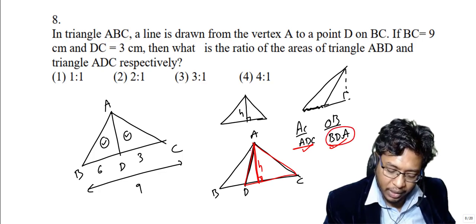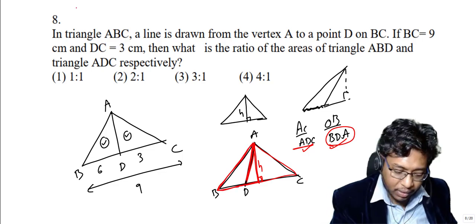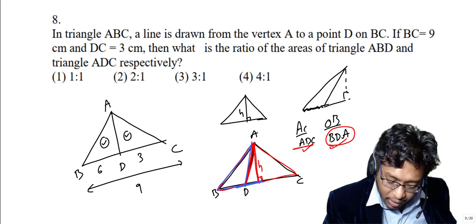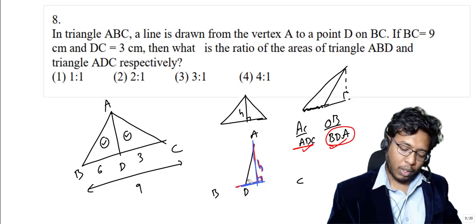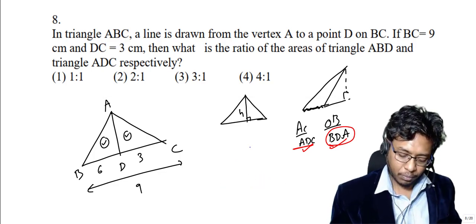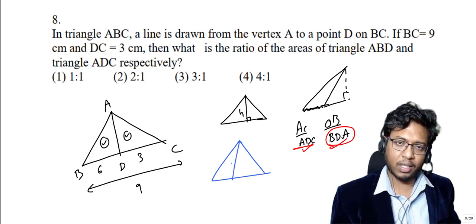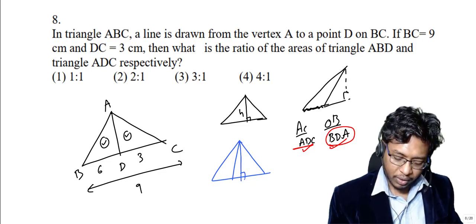What is triangle BDA? This is my BDA. Since this is an obtuse angle triangle, what did I say? Extend the base and drop a perpendicular, so H is the height. So what is the meaning of this diagram? Whenever you have a triangle like this and you draw a line like this, this line is dividing the triangle into obtuse and acute. So the height will anyway be common for both of them, right?